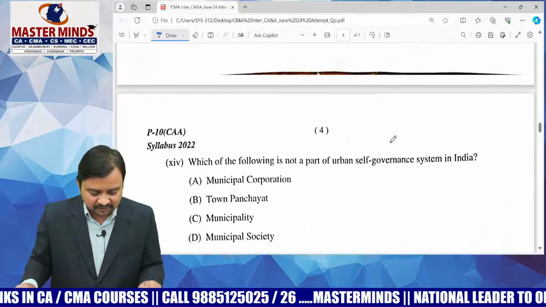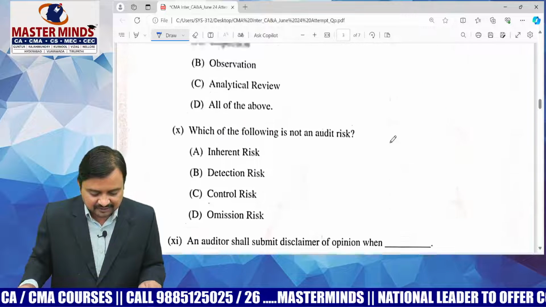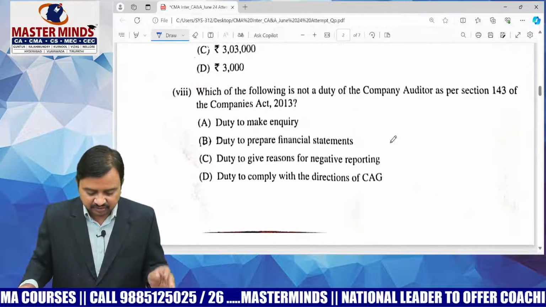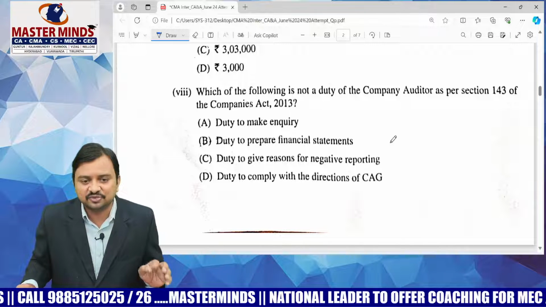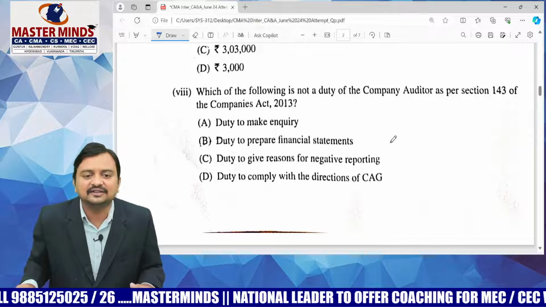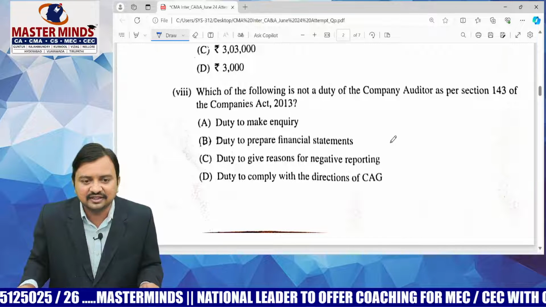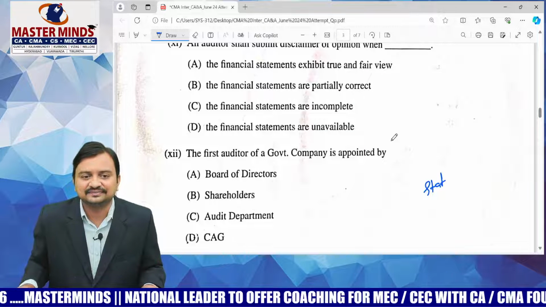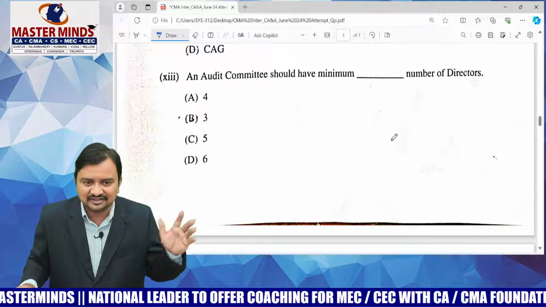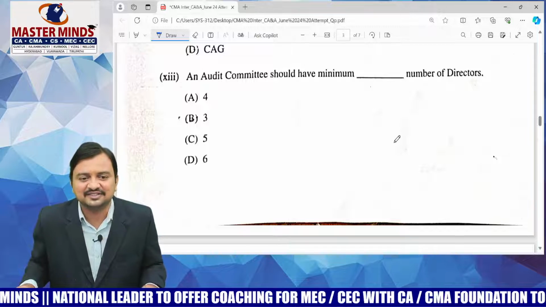So all the MCQs, 1, 2, 3, 4, 5, 6, 7 and 8, were asked, sir. That is 8 into 2, 16 marks. You can easily score, sir, without losing even 1 mark. Easy questions they have asked, sir. All 8 MCQs are very easy questions. So 16 out of 16, your strike rate shall be 100%.